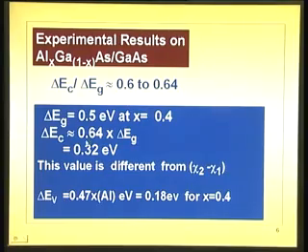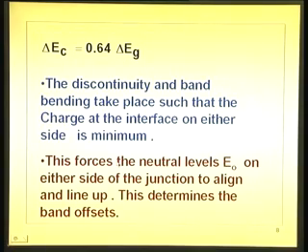Like in the case of a metal semiconductor Schottky barrier, there is a neutral level. Aluminum gallium arsenide and gallium arsenide belong to almost the same species, because after all aluminum can replace gallium very quietly to give aluminum gallium arsenide. So the neutral level in gallium arsenide is at 1/3 Eg above the valence band. What this tells us is that it forces the neutral level E naught on either side of the junction to align. I will go through this explanation. This is what you can see.